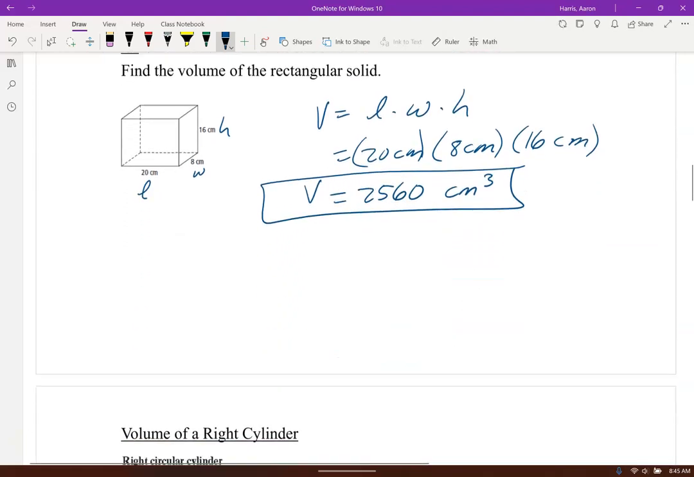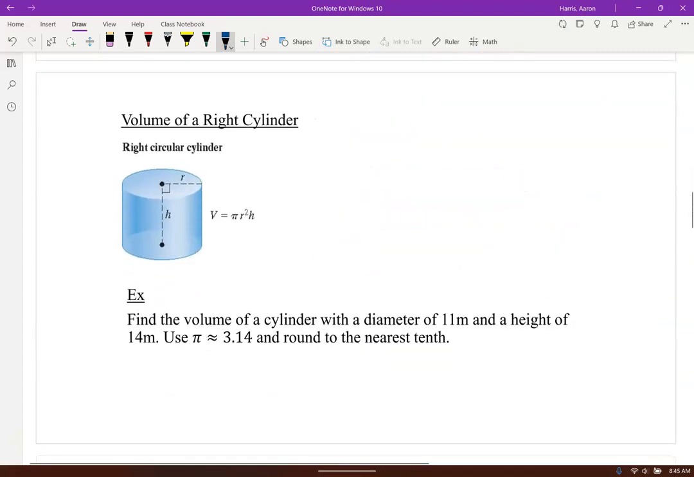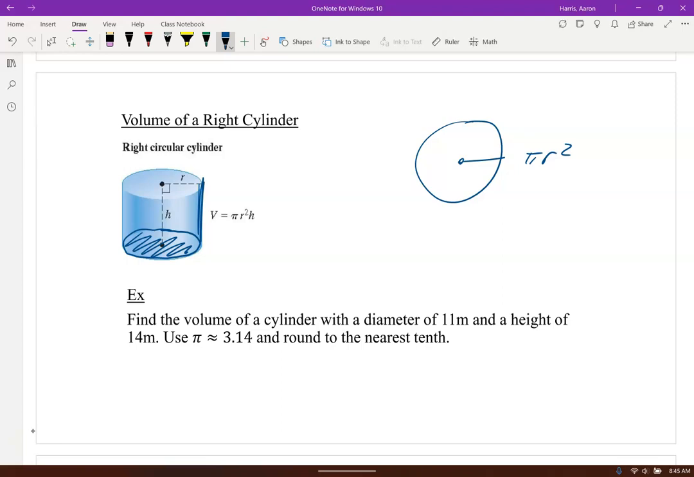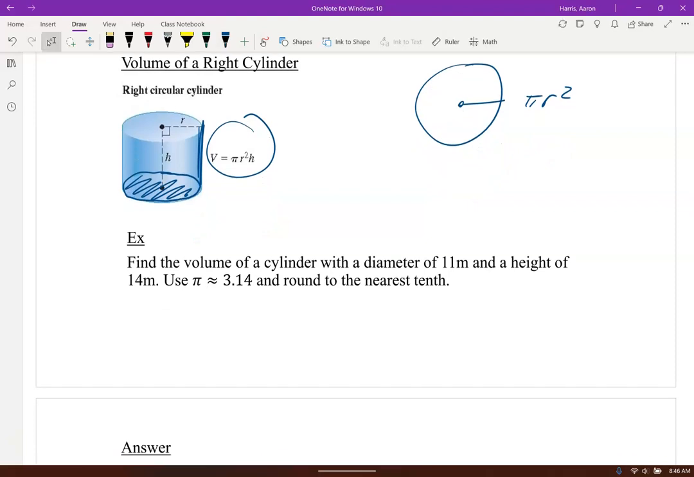Let's do it for a right cylinder. If you remember, the area of a circle is pi r squared. So you've got this base of pi r squared, that's the base, the circle. And then you multiply it by whatever the height is. That'll give you the volume of a right circular cylinder.